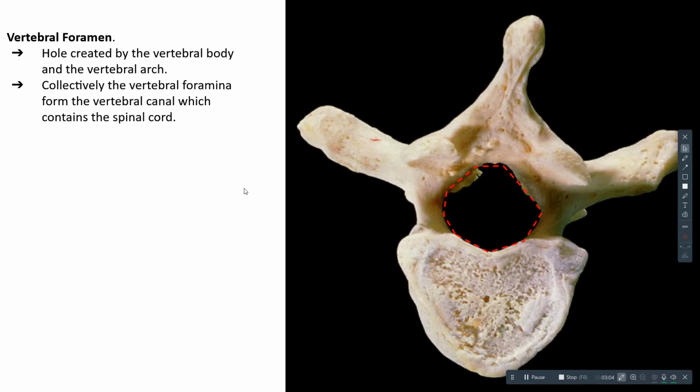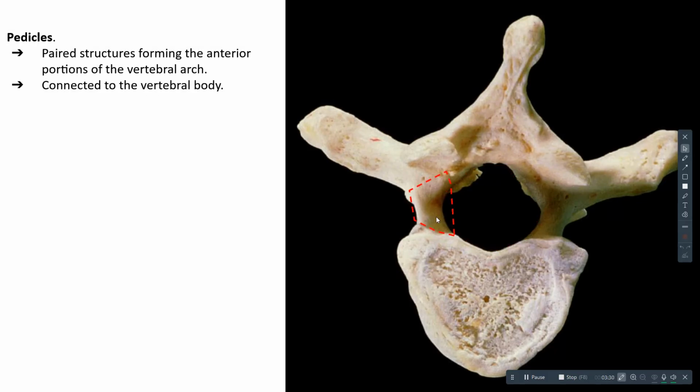Before we get to those pedicles and laminae, let's look at this hole that we find between the body and the vertebral arch. This hole is called the vertebral foramen. Now, when we articulate, when we stack our vertebrae, collectively all of these holes form the vertebral canal, through which goes the spinal cord.